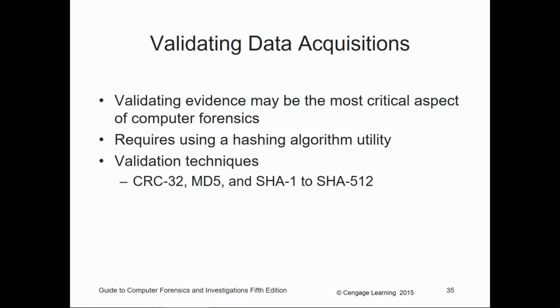So how do we validate it? We validate it using hashes. So this means that you have to understand some basic hashing algorithms, and you have to understand some hashing algorithm utilities. Validating is one of the most critical components in forensics. If we make a copy of something, how do we make sure that we made a true one-to-one copy or a bitstream copy? We do that by comparing the hashes.